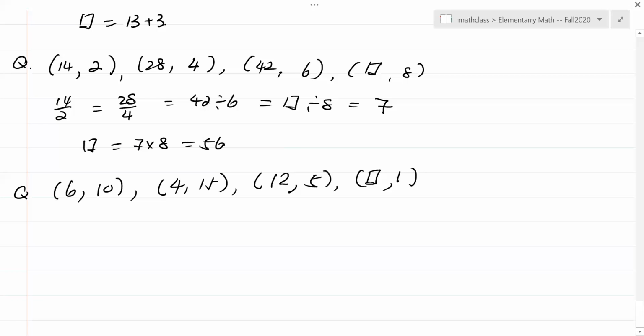Okay, so it's a 60, right? You see that 6 times 10, 4 times 15, 12 times 5, and this number times 1. So clearly, that's going to be 60, okay? So the answer is 60. Let's take a look at the next problem.